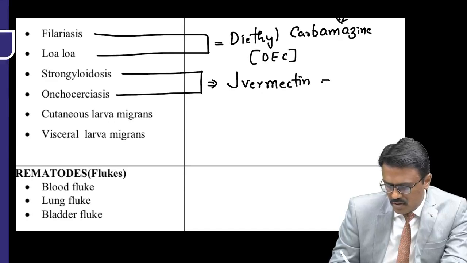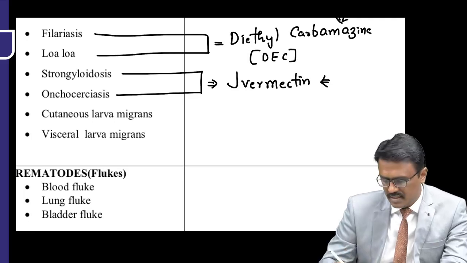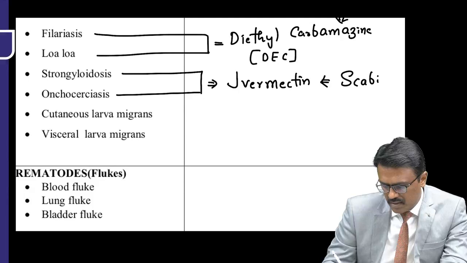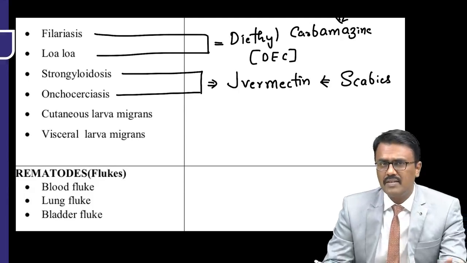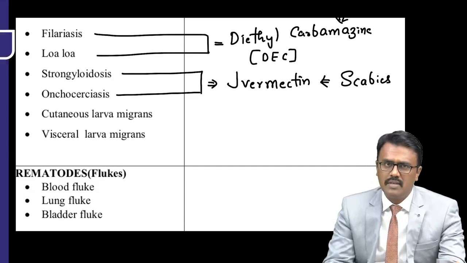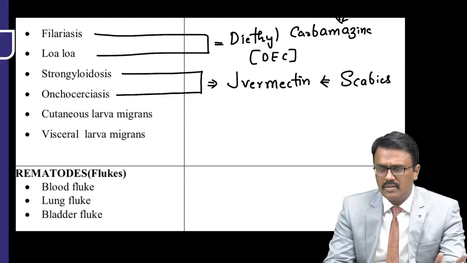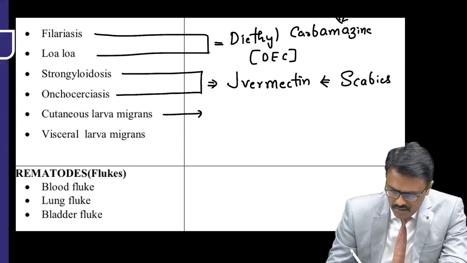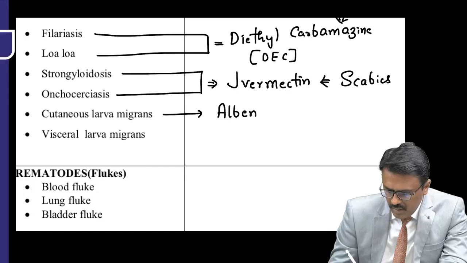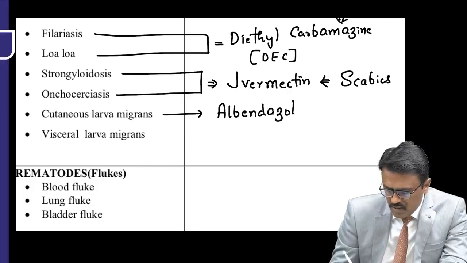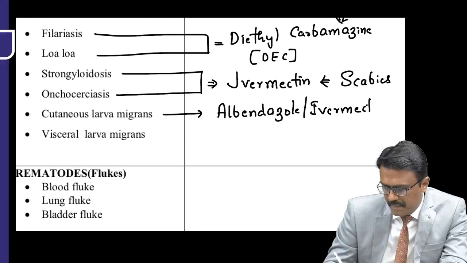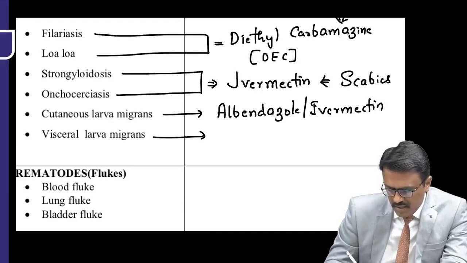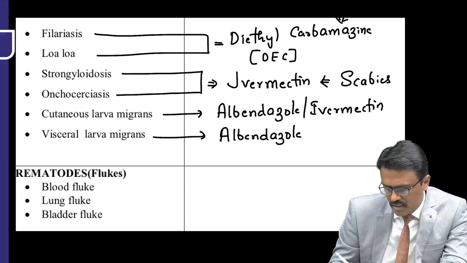Now, ivermectin is also used for one more condition, and what is that? Scabies. For scabies, there is only one oral drug available, that is ivermectin. All the other drugs for scabies are topical preparations. Now, for cutaneous larva migrans, the drug of choice is albendazole. If that is not available, another option is ivermectin. Now, for visceral larva migrans, the best drug is albendazole.